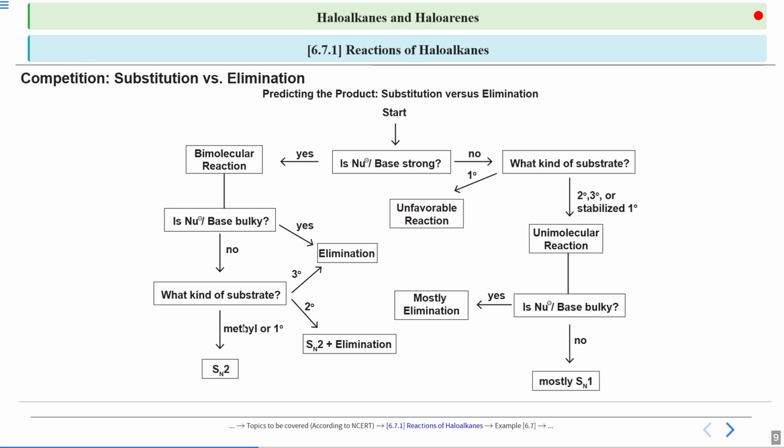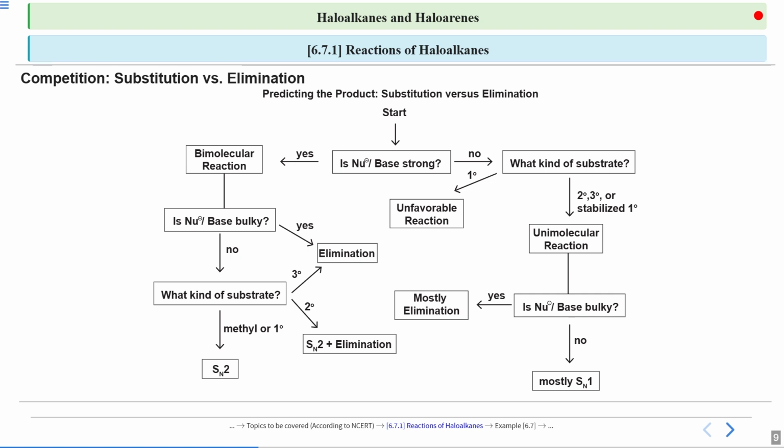Now the third case is that if your substrate is primary or just a methyl, CH3X, where X is a halogen. If the substrate is methyl or primary, meaning the halogen is attached to a carbon which is bonded to only 1 other carbon, then the product you will get is primarily through the SN2 mechanism.